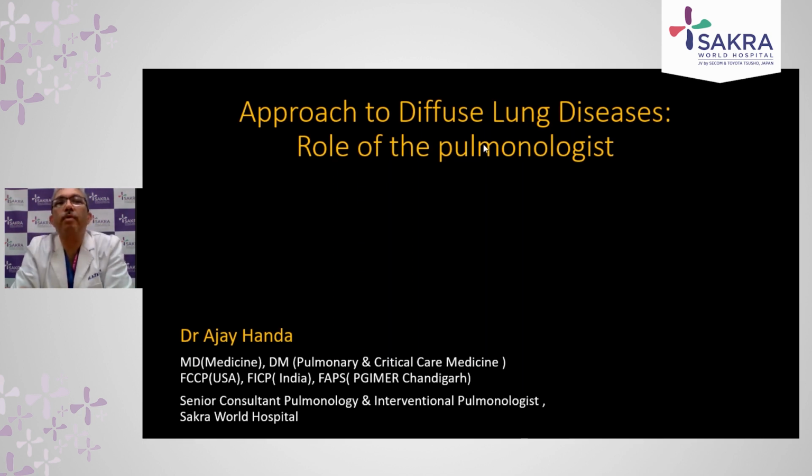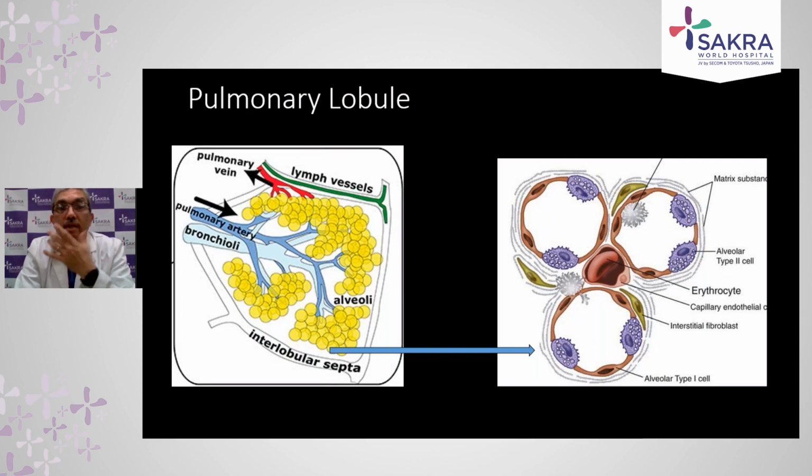So going off to the topic proper, diffuse lung diseases and the role of the pulmonologist. This is a brief look at the pulmonary lobule. The secondary pulmonary lobule is a part of the lung which is distal to the terminal bronchiole and has respiratory bronchioles and alveolar sacs, as you can see towards the left end of your slide.